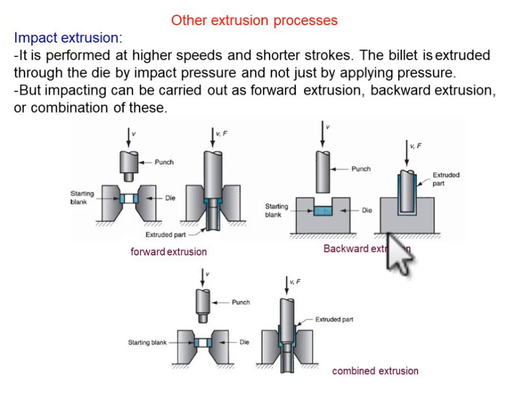Now, there are more operations in extrusion processes that we use in industry. The first one is impact extrusion. In direct and indirect extrusion that we have seen in the previous slides, we apply load gradually. But in case of impact extrusion, we apply load in the form of impact. So it is performed at higher speed and shorter strokes, and the productivity is very high in impact extrusion because the time is very less for providing an impact.